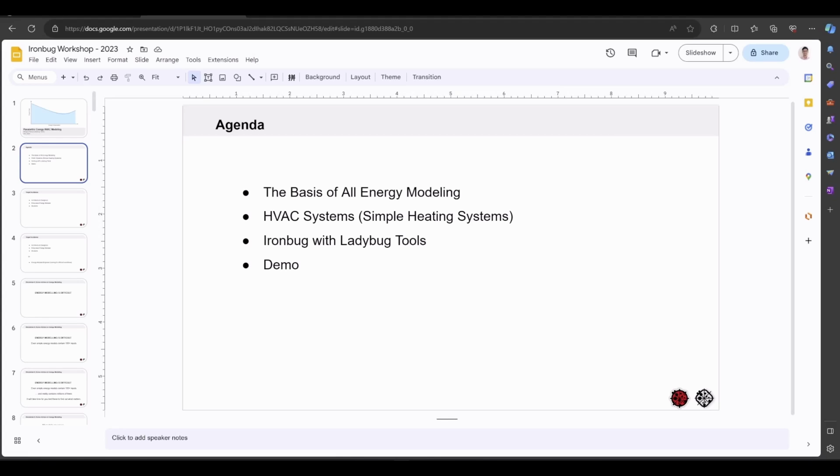And the second one is the HVAC systems. In this video, I'm only going to focus on a simple heating system for the demo to show the end-to-end workflow. In later tutorials, I will also cover some cooling systems and ventilation systems. And the third one, I'm going to introduce Ironbug with Ladybug Tools. And the last one is the demo.